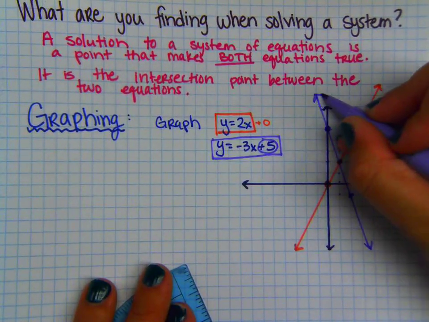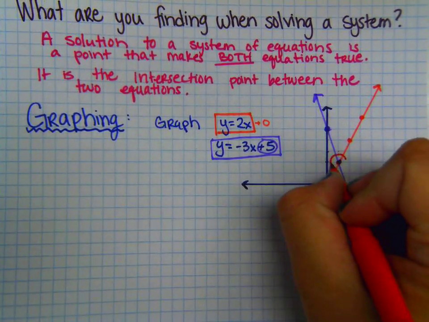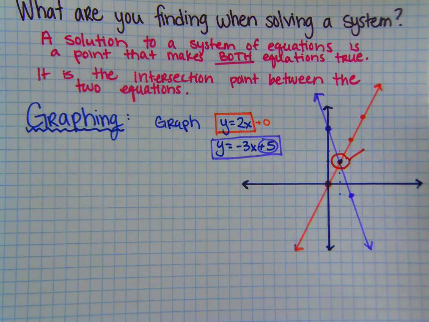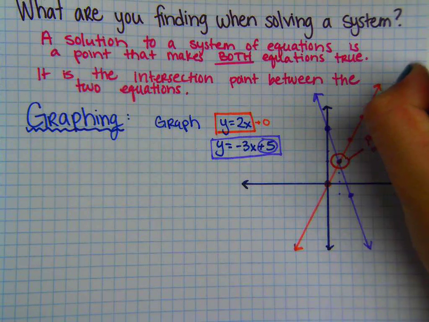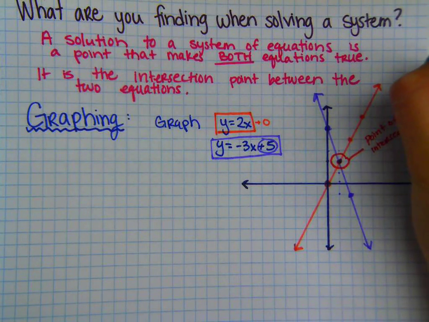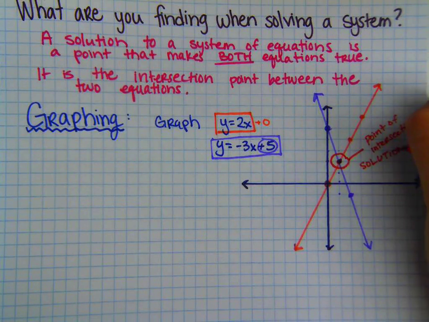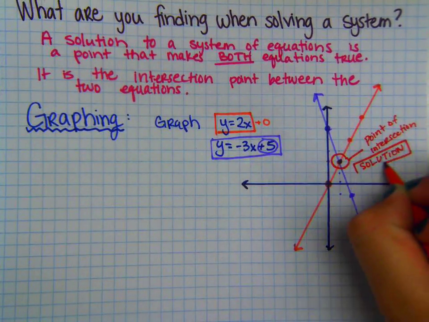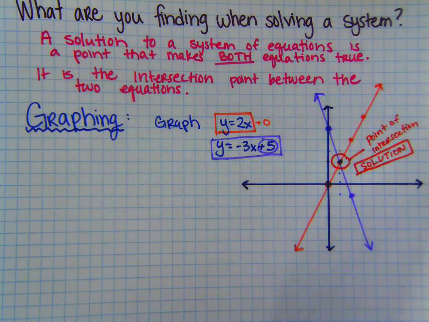The solution to the system is where they're crossing. That is the point of intersection. So I'm going to write that. I'm going to circle this. That is the point of intersection, which is the solution. The point of intersection is the solution. So that's how you solve a system, by graphing. You graph the two equations and you find where they're intersecting.